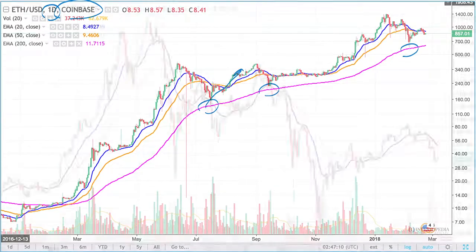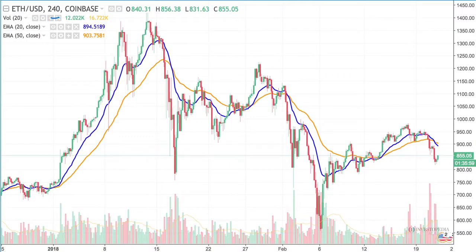Here's another chart of Ethereum versus the US dollar. Now 240 means 240 minutes, or about 4 hours. And this is on the Coinbase exchange. And I'm looking at here the 20-period exponential moving average versus the 50. And I've got a bunch of crosses here going on. I've got a cross of the 20 above the 50 here at a price level about 750, which took Ethereum up to a price level of 1400, so you saw a double.